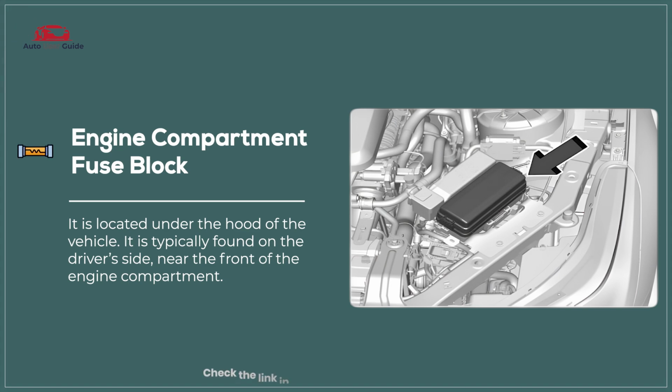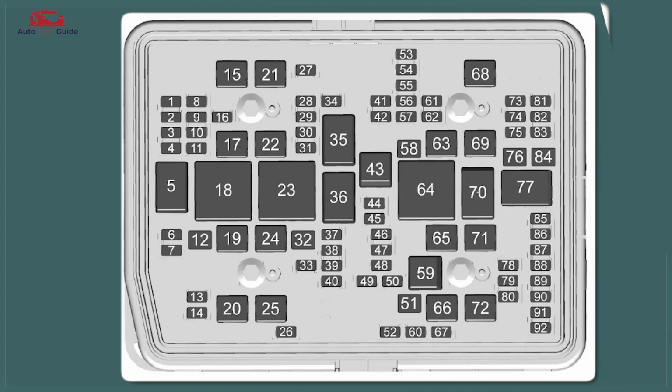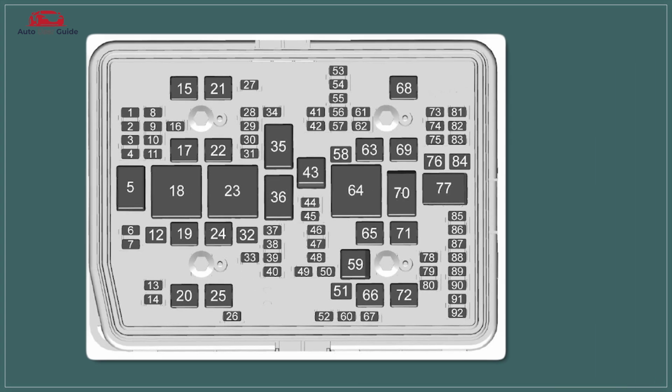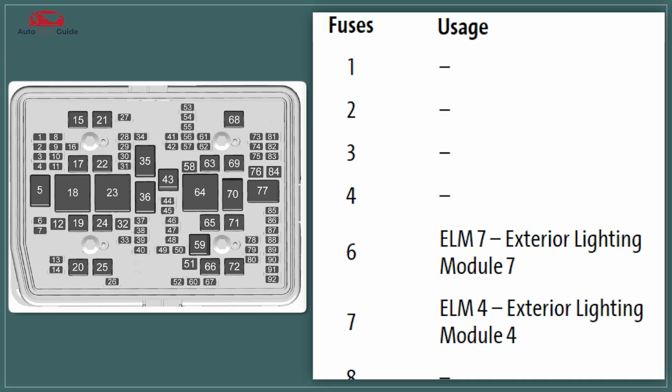Engine compartment fuse block. The engine compartment fuse block houses fuses and relays that protect vital electrical components in your vehicle's engine compartment. These components may include headlights, starter motors, fuel pumps, and various sensors.